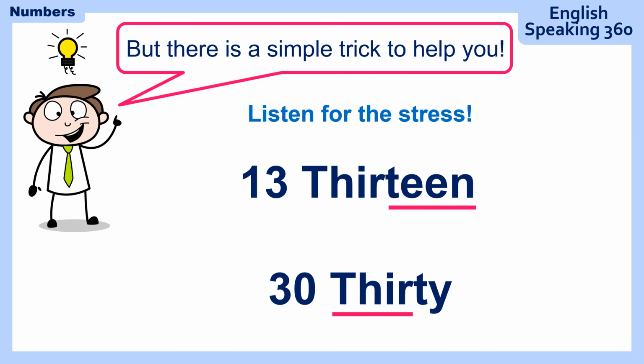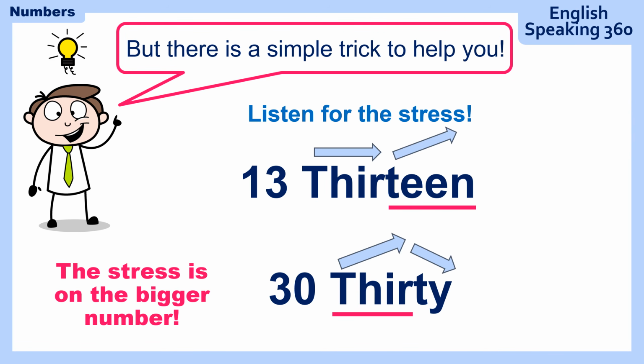Let me show you this. Okay. This. How about this and that? Okay. Now, maybe you don't understand yet, but here's the key. The stress is on the bigger number. You see the first one? You have 1 and 3. 3 is bigger than 1, so the stress is on the second part of the word, 13. What about the other one? You have 3 and 0, so the stress will be on the first part of the word, 30. There you go, now you have it.